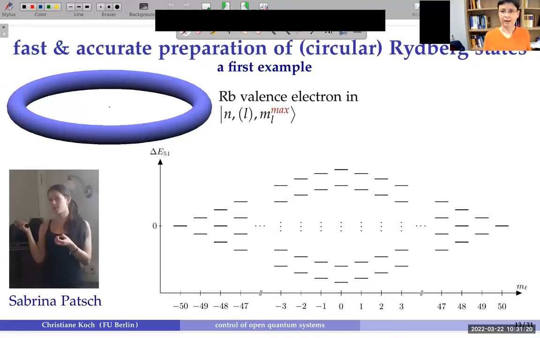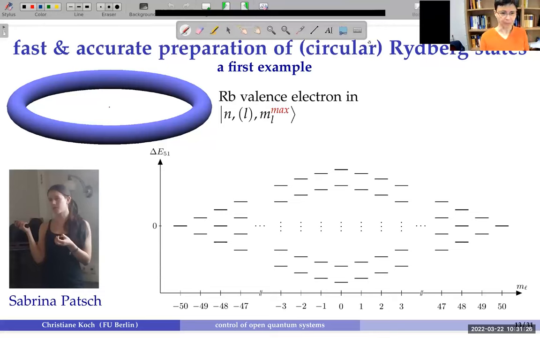Okay, so now I'll get back to the theory a bit more quickly, but let me give you one example from my group. It's a part of the PhD thesis of Sabrina, who will defend it next week. What she did was to use exactly this machinery for the problem of how to prepare a Rydberg state. A Rydberg state is the valence electron of an atom, which we can describe by these three quantum numbers. We put the atom in an external field, and Rydberg states are those with a very highly excited value of n, let's say 50 or so.